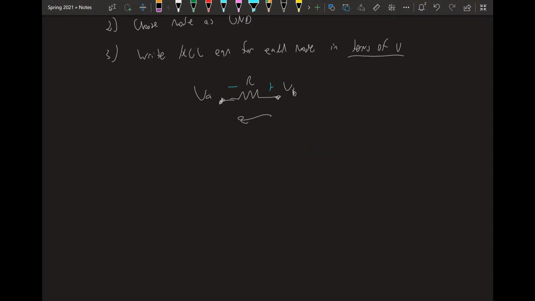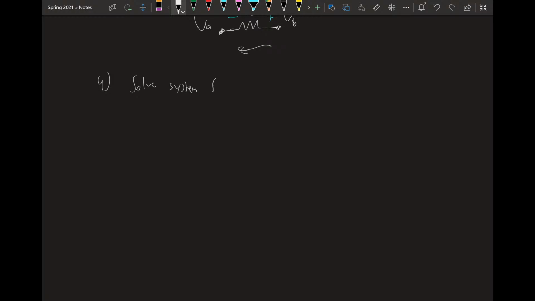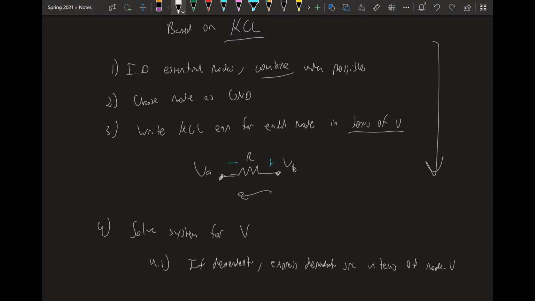Once you have all that, you're going to have a system of equations, so just solve the system for the node voltages V. As a caveat, if you have dependent sources, you won't be able to just solve the system immediately. You're going to want to express the dependent source in terms of node voltages, and then you can solve. So these are the steps that I would recommend you use, or some combination. This is the general flow of how you solve node voltage problems, or how I solve them. So let's do some examples now.